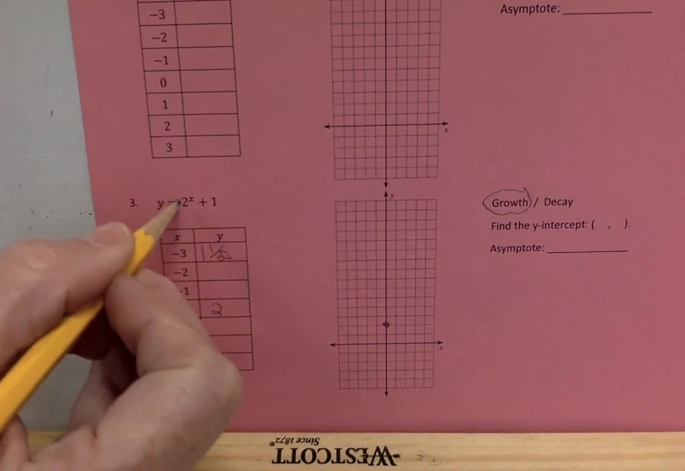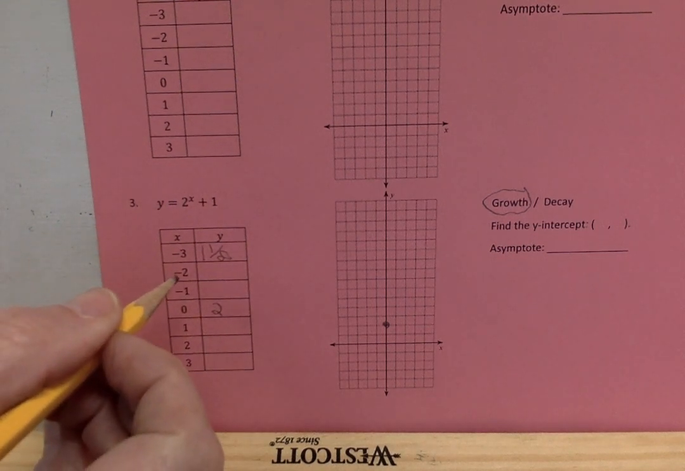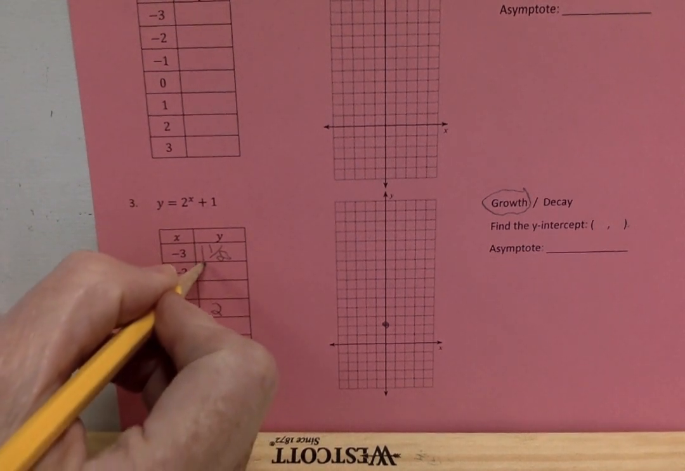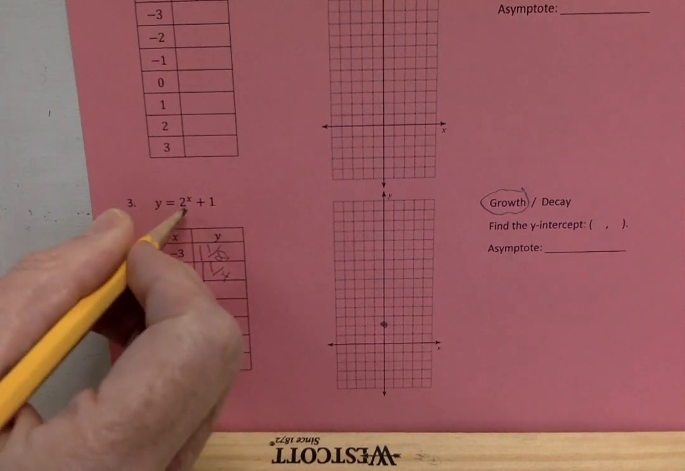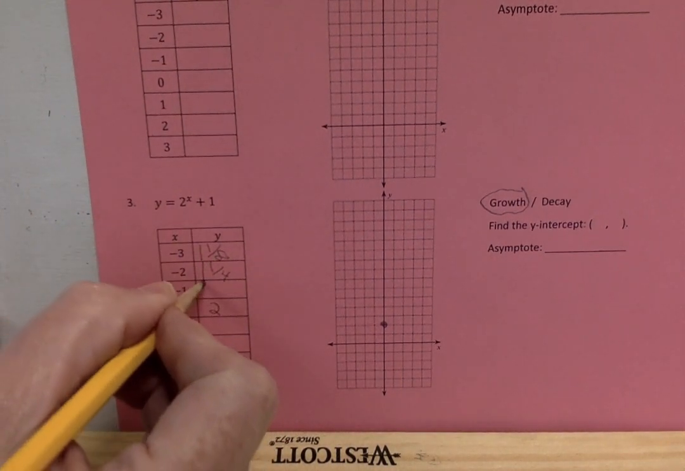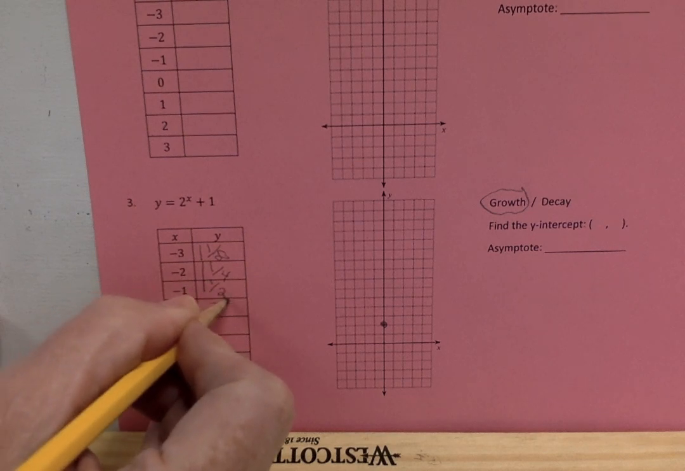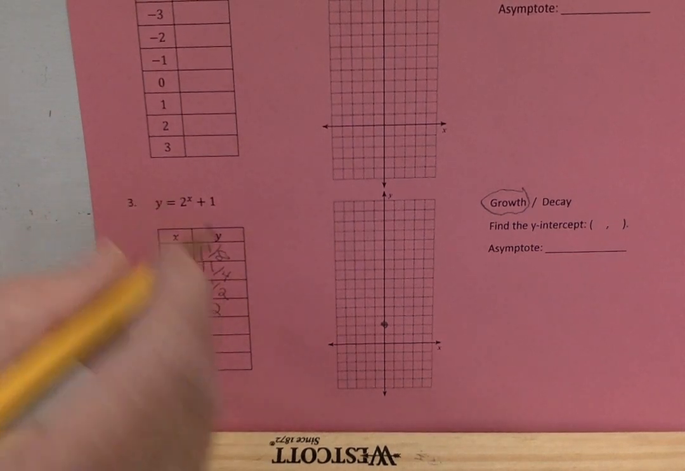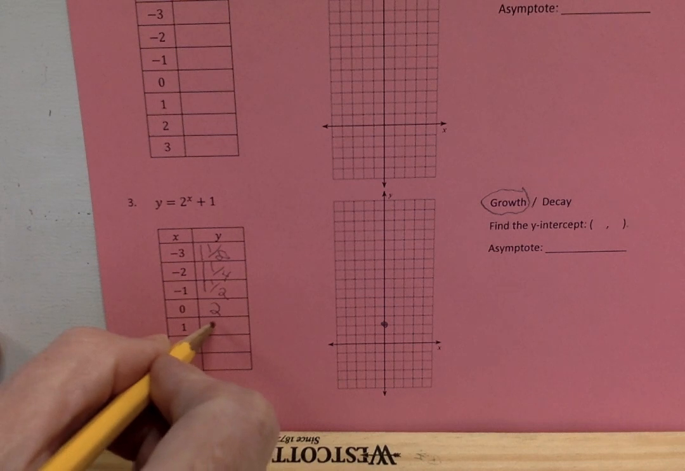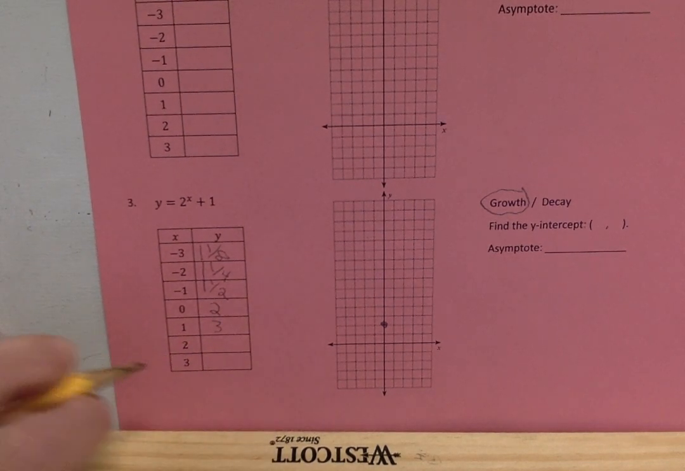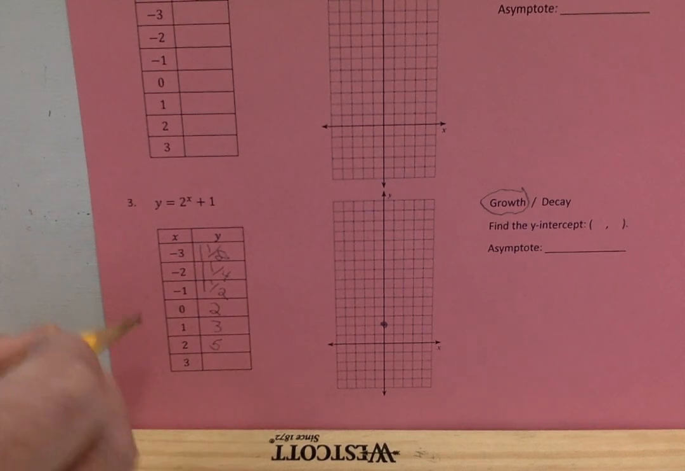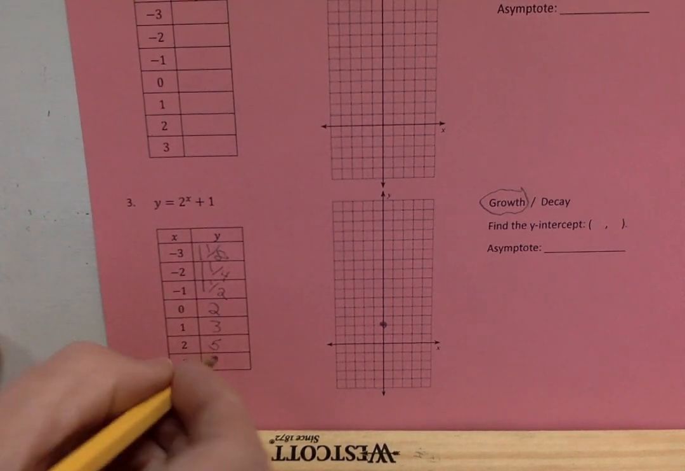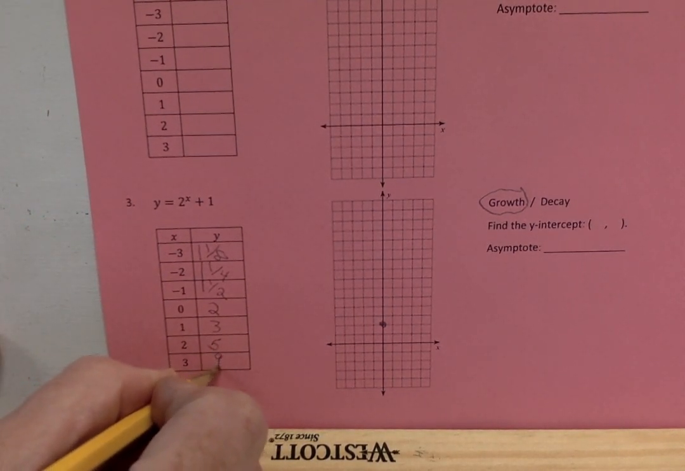Now I put negative 2. 2 to the negative 2 power is 1/4. Plus 1 is 1 and 1/4. Negative 1 in there gives me 1/2 plus 1, 1 1/2. 0 is 2. 1, 2 to the first power is 2, plus 1, 3. 2 squared is 4, plus 1 is 5. 2 to the third is 8, plus 1 is 9.